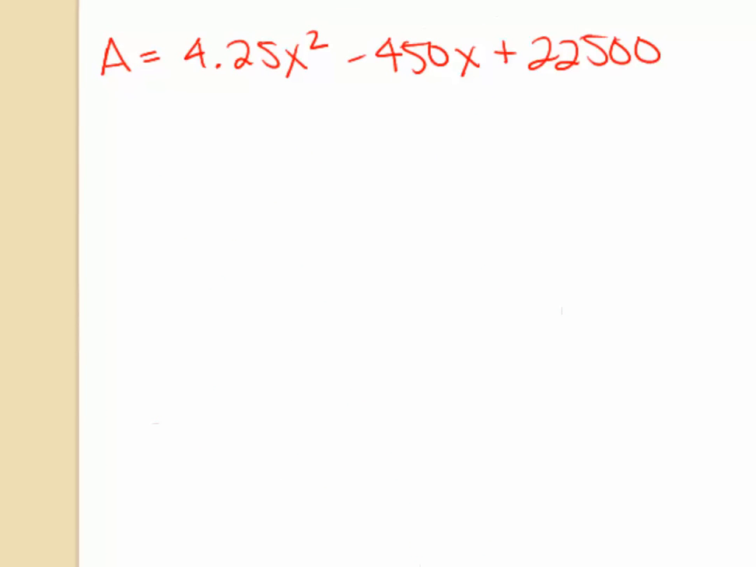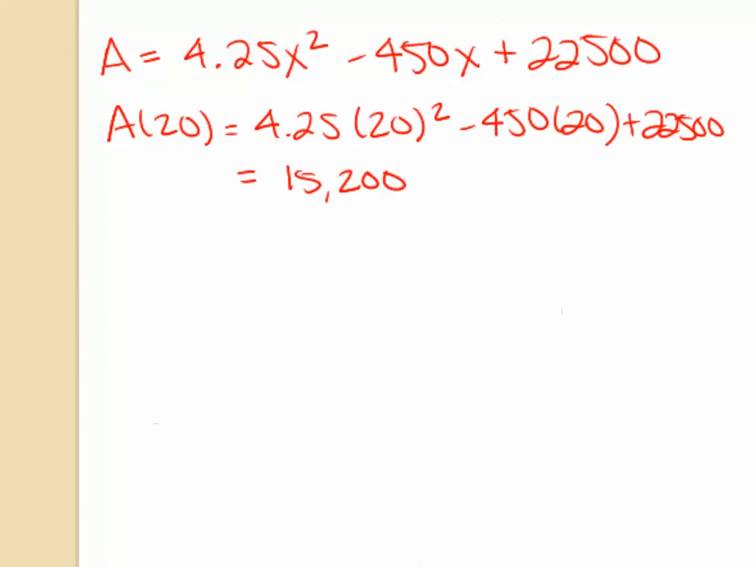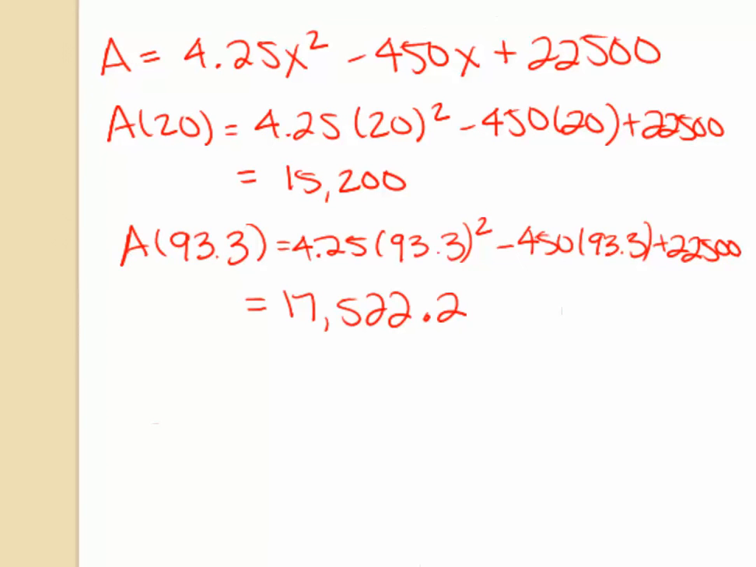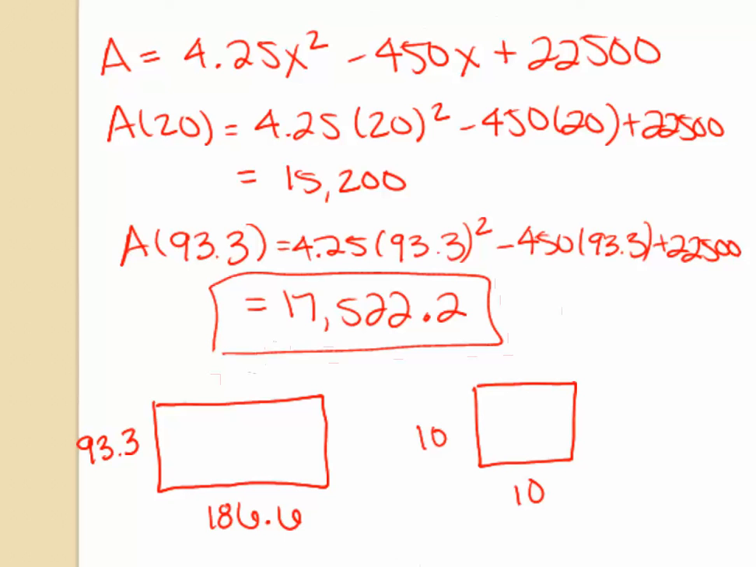We're going to use our area formula and substitute in our 2 endpoints. If x is 20, we end up with an area of 15,200. When x is 93.3, we end up with an area of 17,522, clearly the larger area. Substituting back into our perimeter formula gives us the following dimensions.